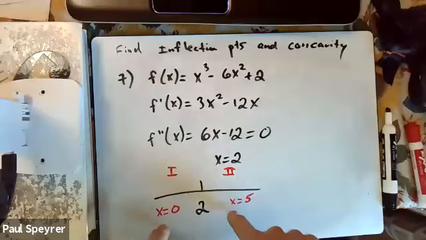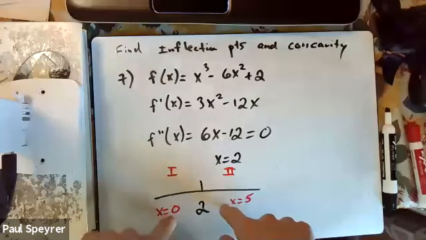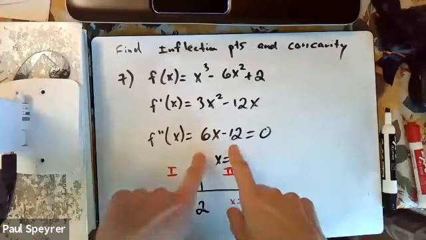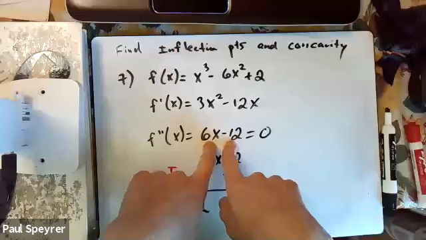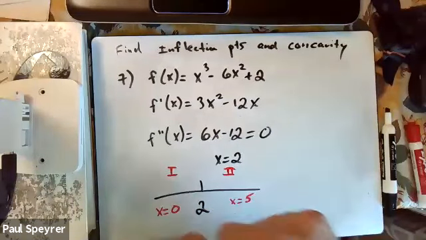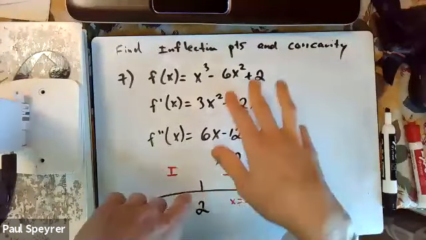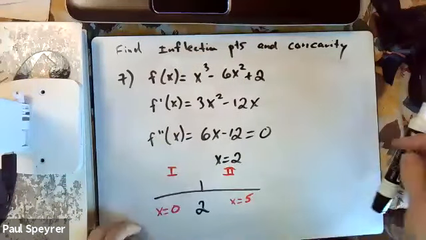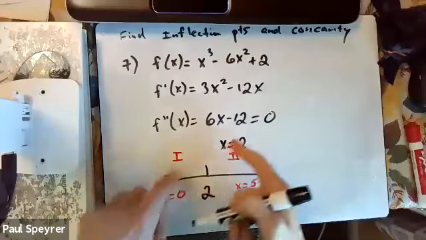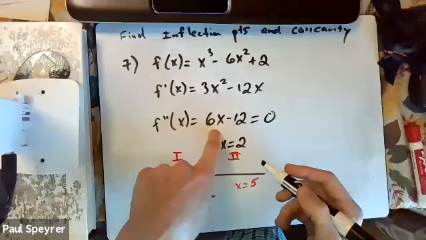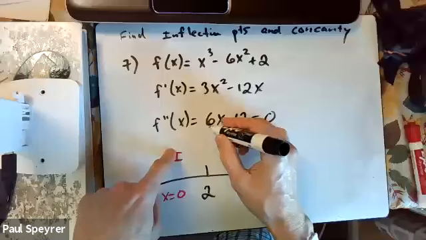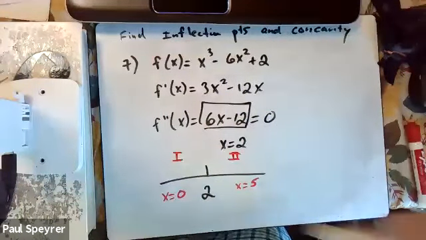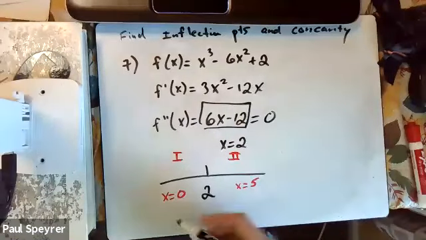So really important with these test values for inflection and concavity, you're going to substitute them into the second derivative, not the first derivative or the original function. For concavity and inflection points, all that stuff deals with the second derivative. So if we plug 0 into our second derivative, we just want to see, do we get a positive value or a negative value in the end, okay?